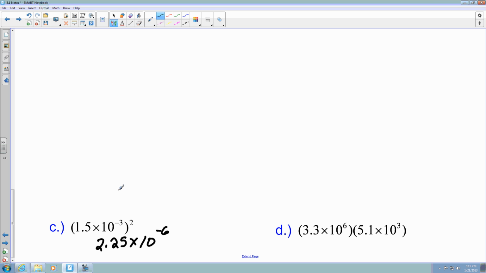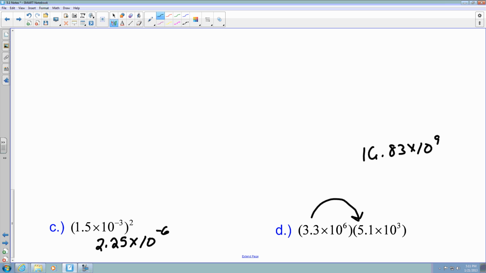Now I have 3.3 times 10 to the 6 multiplied by the quantity 5.1 times 10 to the third. So I'm going to multiply 3.3 by 5.1. This gives me 16.83. And it's times 10, and I'm going to add these exponents together, which gives me 10 to the ninth.